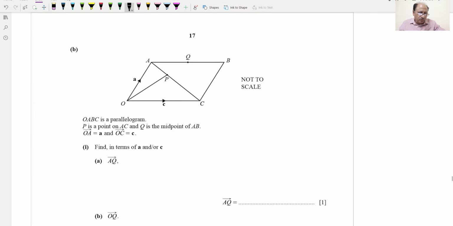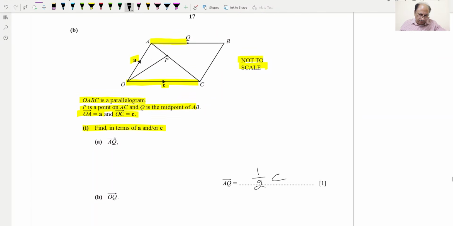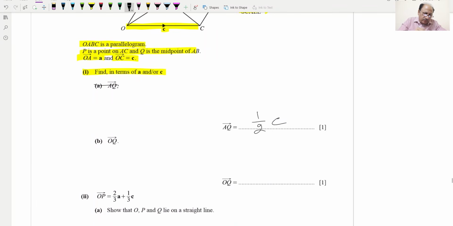Hopefully you are understanding. Now part b: the diagram is not to scale. OBC is a parallelogram. P is the point on AC and Q is the point on AB. This is A and this is C. Find in terms of A and C, AQ. AQ is this much, which is half of this side, so we can take half of C. So this will be equal to 1 by 2 of C. This will be our answer for 1 mark, and AQ we are done with.